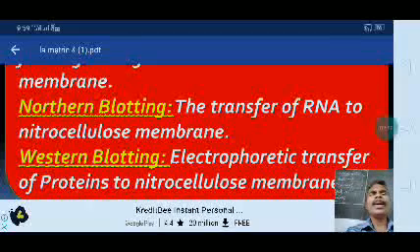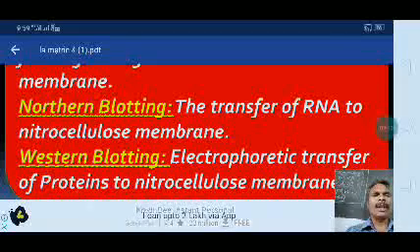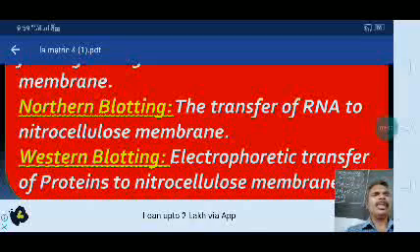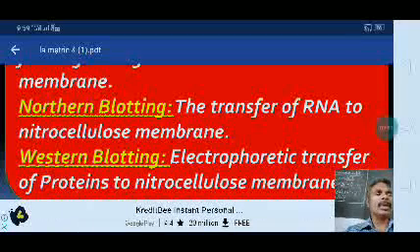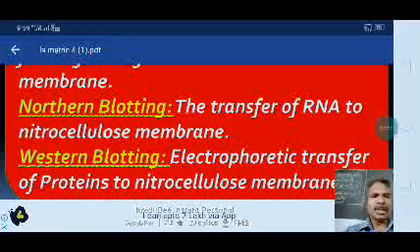There are three types of blotting: Southern blotting, Northern blotting, and Western blotting. Southern blotting is transfer of DNA to nitrocellulose membrane; Northern blotting is transfer of RNA to nitrocellulose membrane; then Western blotting is transfer of specific proteins to nitrocellulose membrane.